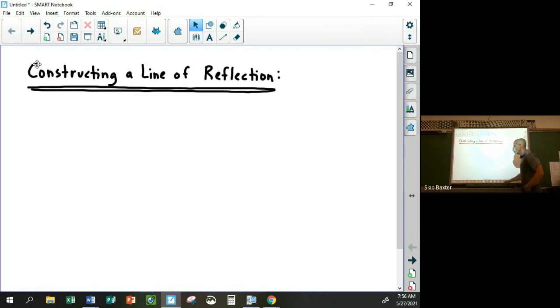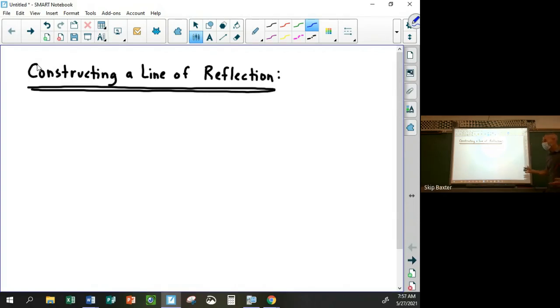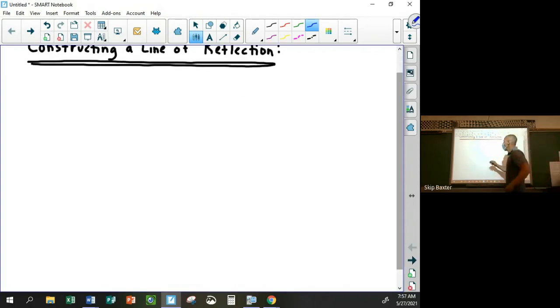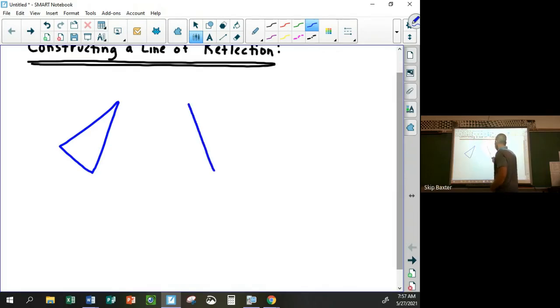Okay, so the idea is they'll give you two figures, one of which is the reflection of another over a line that they don't give you. For example, maybe something like this, where they give you a triangle that looks like this, and then a second triangle that looks like this. Okay, and they would give you the labeling. Like if this was, for example, triangle ABC, this would be triangle A prime, B prime, C prime.